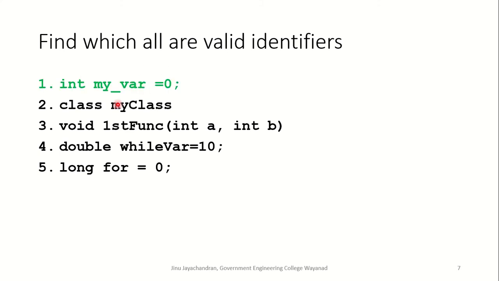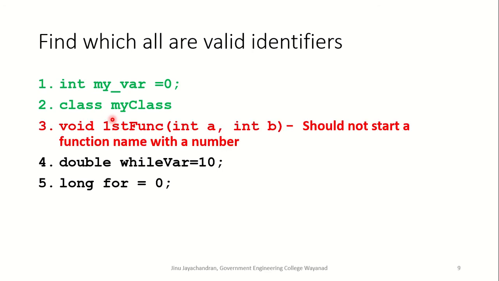If you look at the next one, class MyClass, again you are using only alphabets with small letters and capital letters, that is fine. So this is also fine. Next one, say void 1stFunc(int a, int b). Here if you look at the function name, you are starting with a number. Starting with a number is not permitted as an identifier. So this is wrong. You should not start the function name with a number.